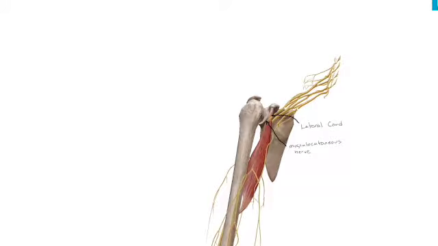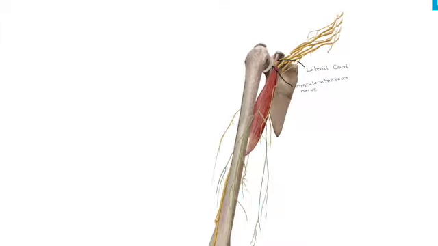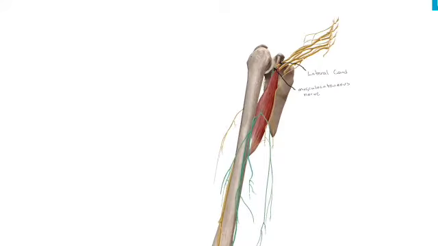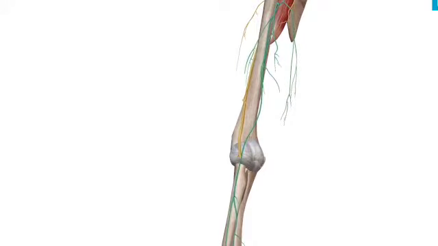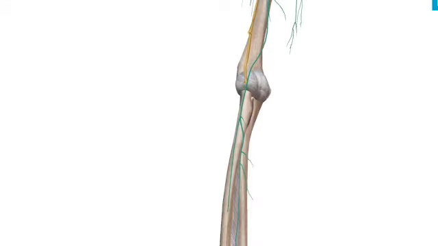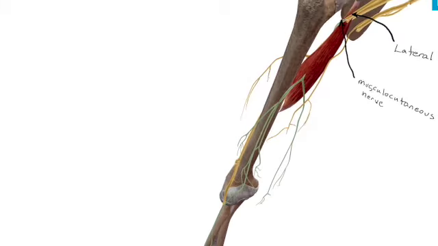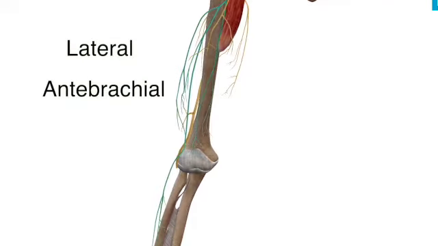At the mid portion of the arm, the musculocutaneous nerve sometimes forms an inconsistent anastomosis with the median nerve. Finally, the musculocutaneous nerve emerges lateral to the distal biceps tendon and transforms into a cutaneous nerve, the lateral antebrachial cutaneous nerve.